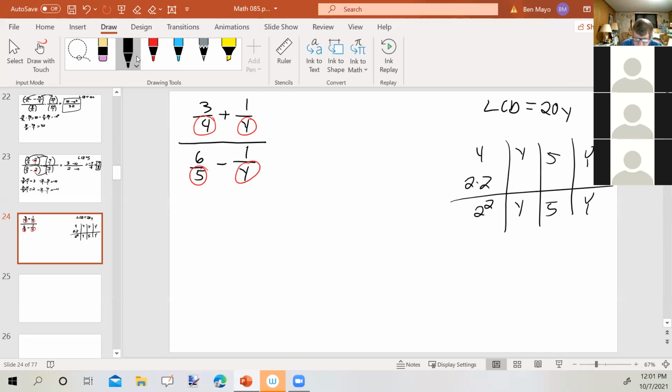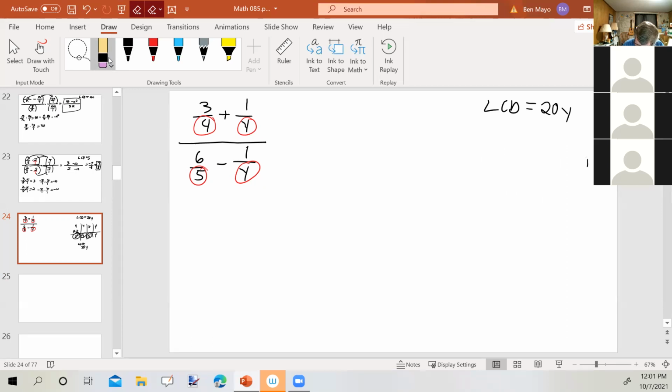Mm-hmm. Now the LCD is the product of the highest power of each different prime factor. So I've got a 2 squared, a 2, and a y. So there's your 4 times 5, or 20y. Okay, that makes sense. All right. I'm going to go ahead and erase that. You got this written down as much as you need there? Yeah. Okay. Just want to make sure I have room to write everything else out.